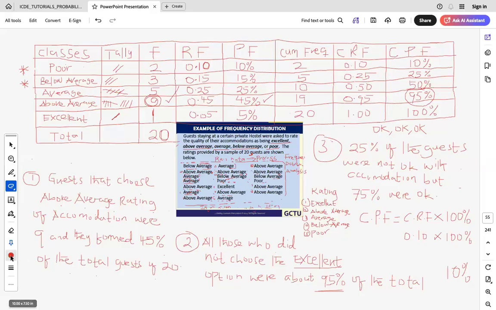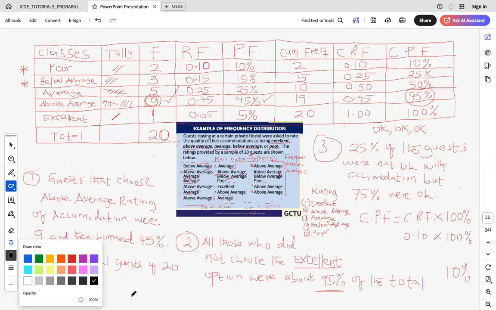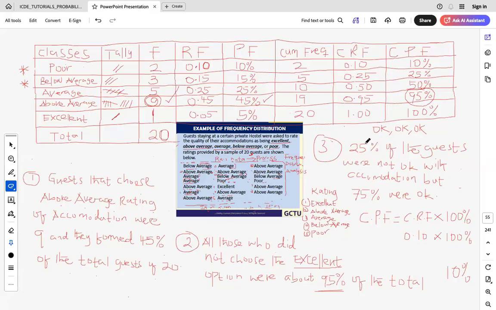So if I'm a manager, and I see this information that 75% were okay, it means thumbs up. It means I've done well. It means I'll say the majority of them are okay with the accommodation. It's just a few minority who say they are not okay.